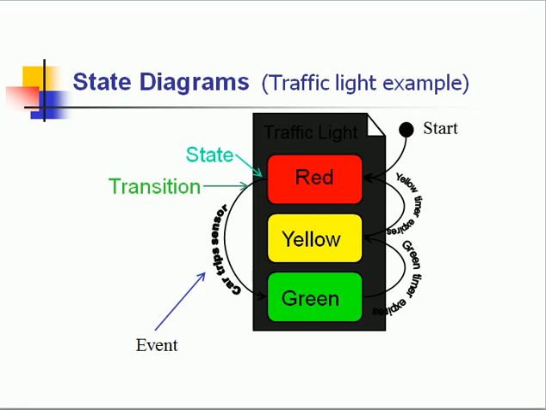There is an example for a state diagram, a traffic light example. It denotes the states and transitions and what all the events that take place for that one.